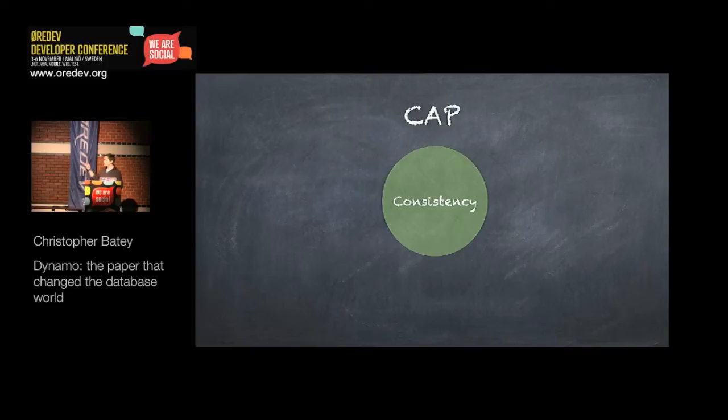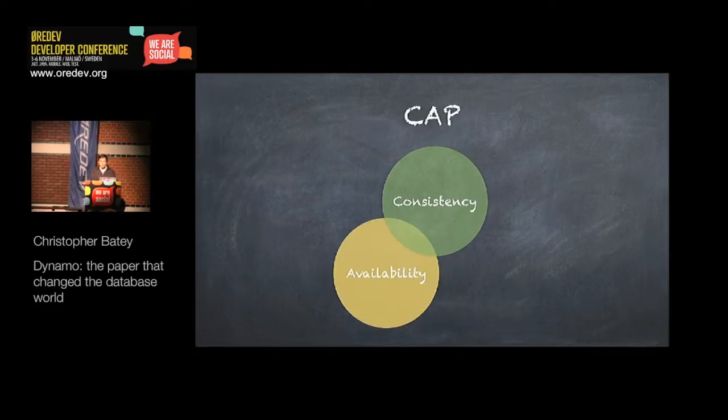And those things are consistency. But it's a specific type of consistency this theorem is talking about. It's talking about linearizable consistency. So that is a defined order of events, and you can never read stale data. Not many databases give you that. The next thing we're going to talk about is availability. And it is full availability.